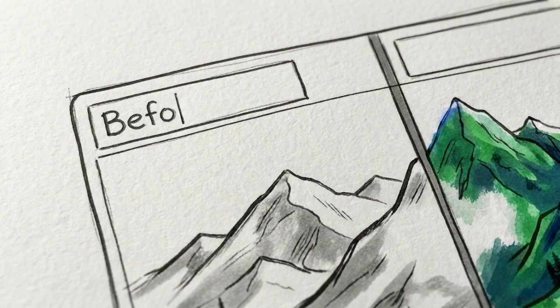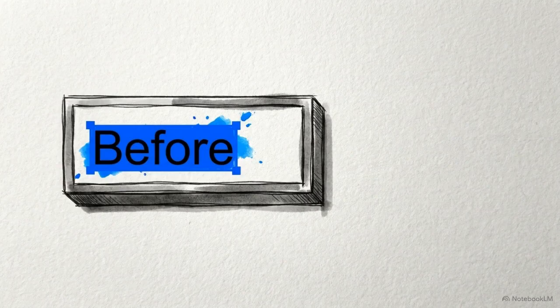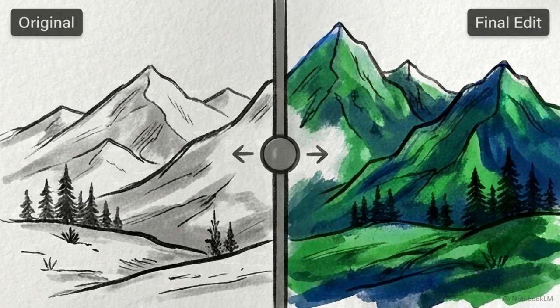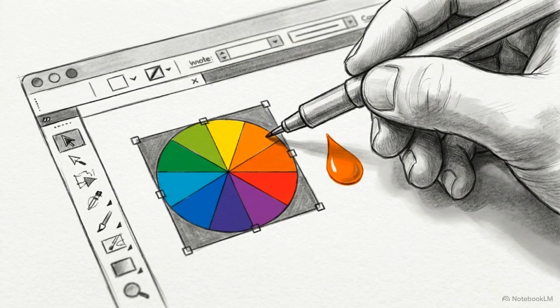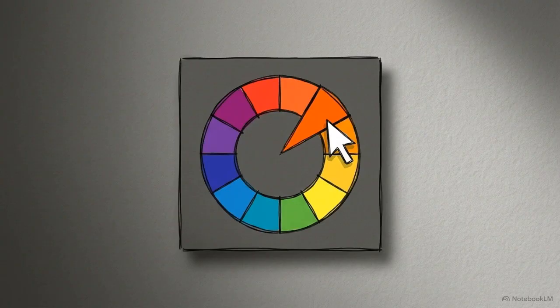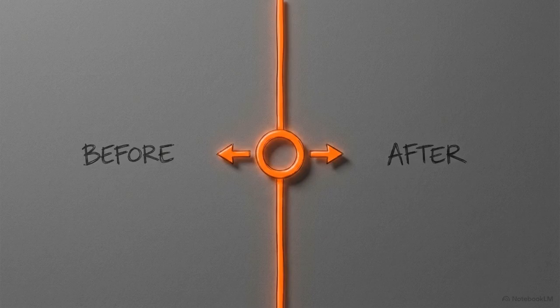Then, find the two text info boxes overlaid on the preview corners. Delete the default before and after tags. Type in specific labels that match your exact project, like raw image on the left and color graded on the right. Next, open the integrated color picker. Change the central slider handle to match your brand palette.